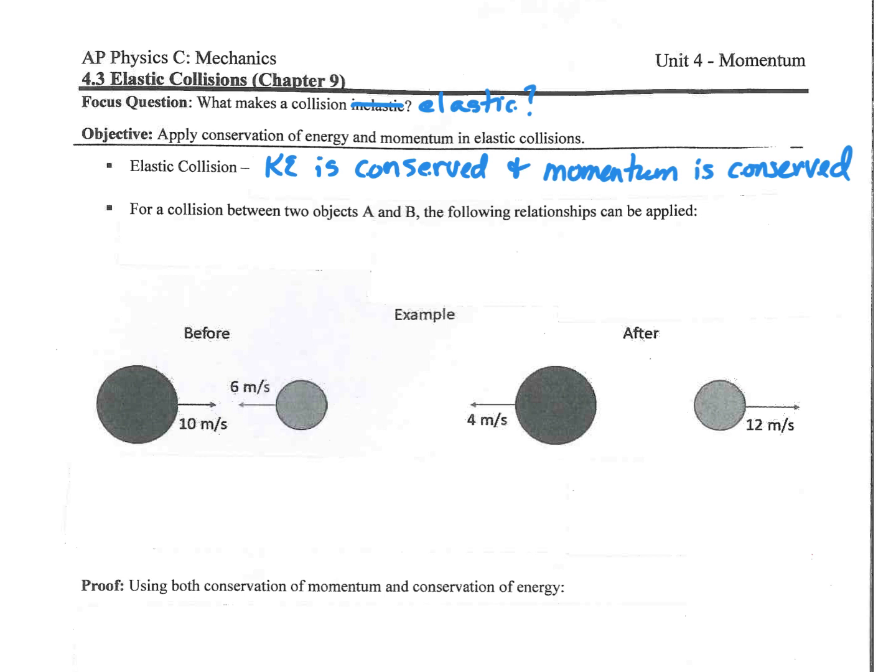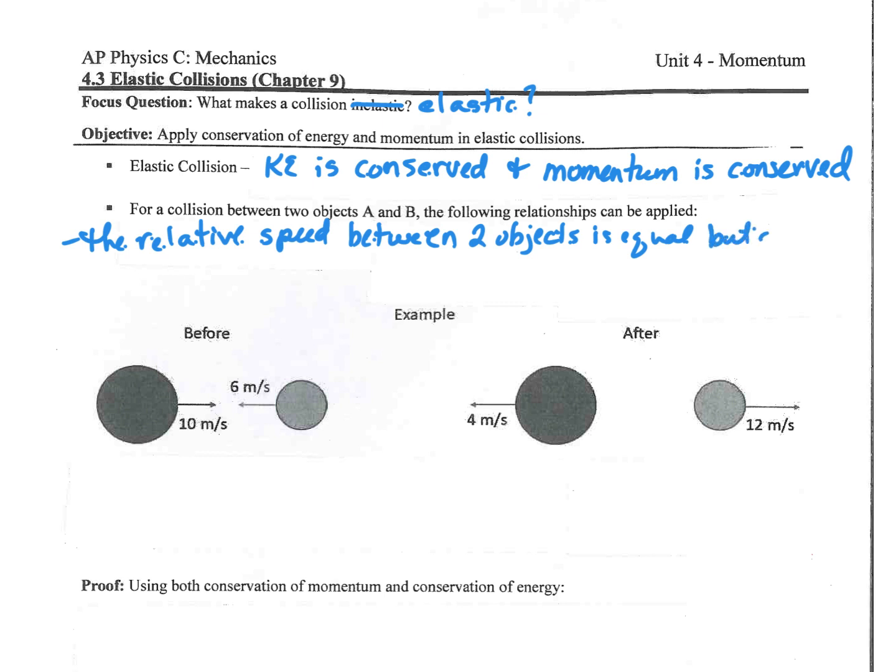All right, so for a collision between two objects, A and B, the following relationships can be applied. First one is the relative speed between the two objects is equal but opposite the relative speed after the collision. So what does that mean? Not of, between. So it's equal but opposite the relative speed after the collision.